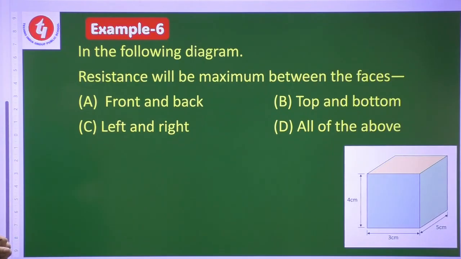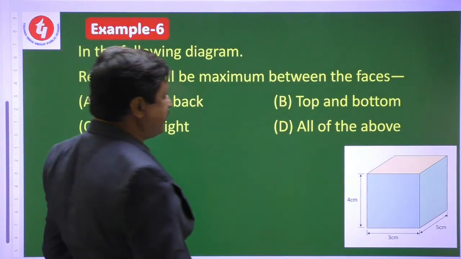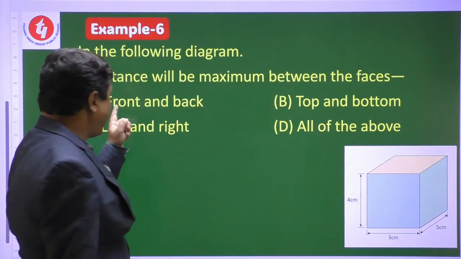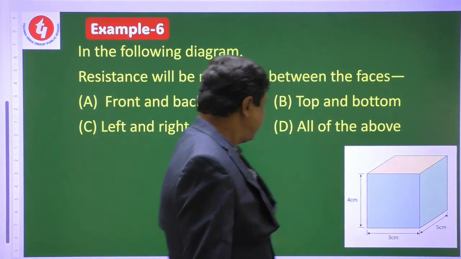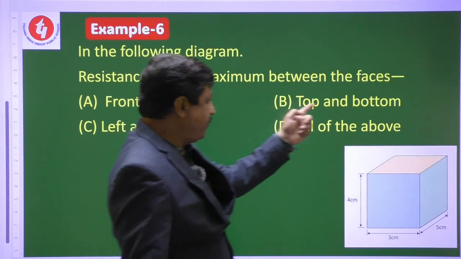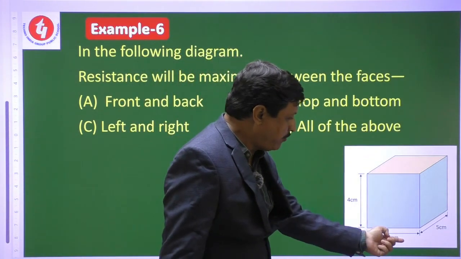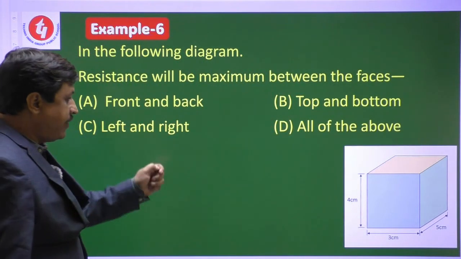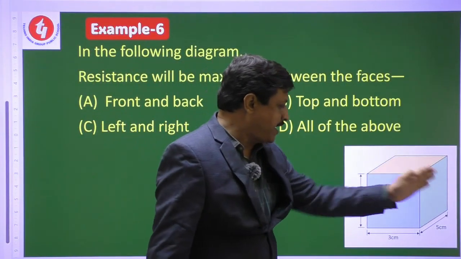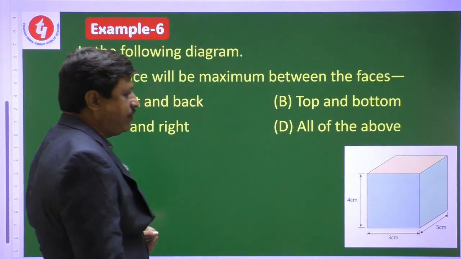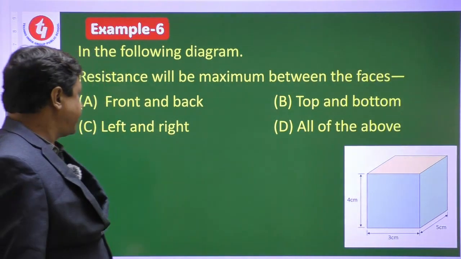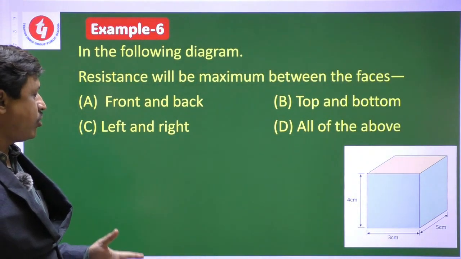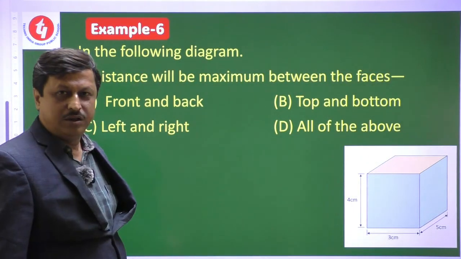Very interesting question. In the following diagram, resistance will be maximum between which faces: front and back, top and bottom, or left and right? Obviously, all of the above is not correct. Which option is correct?